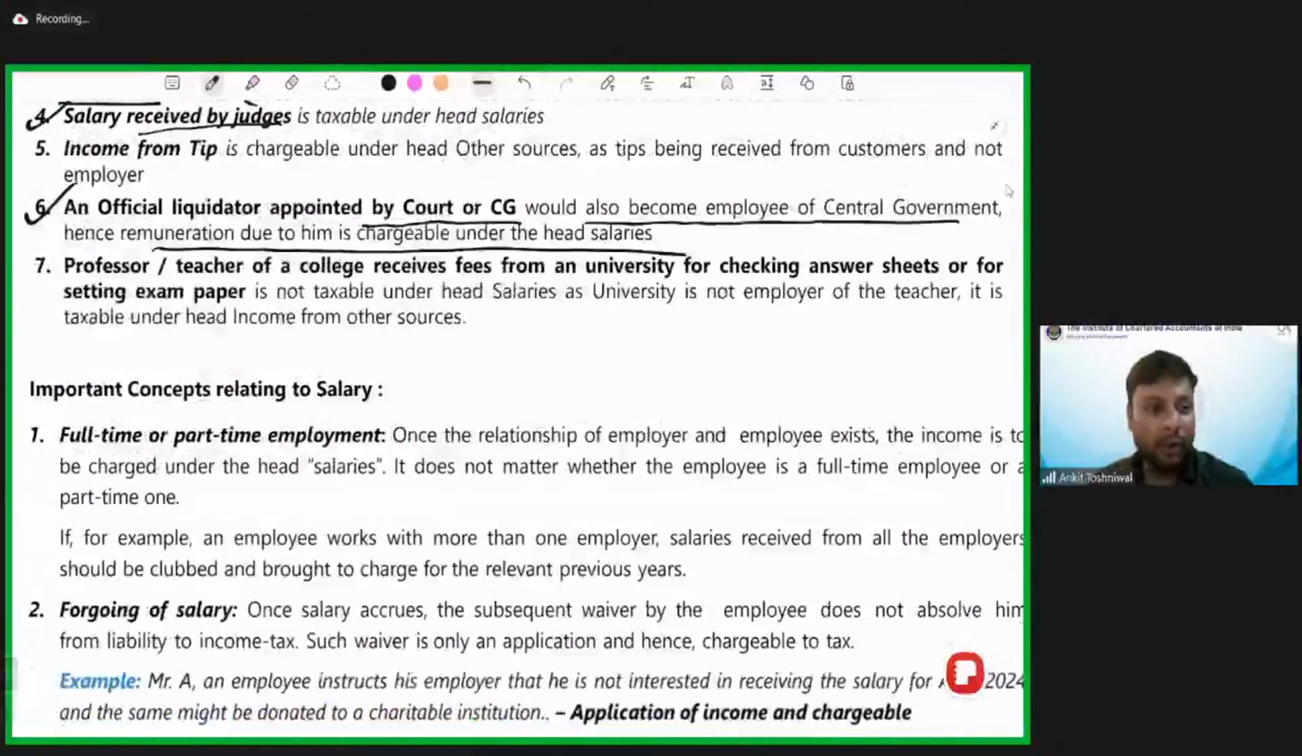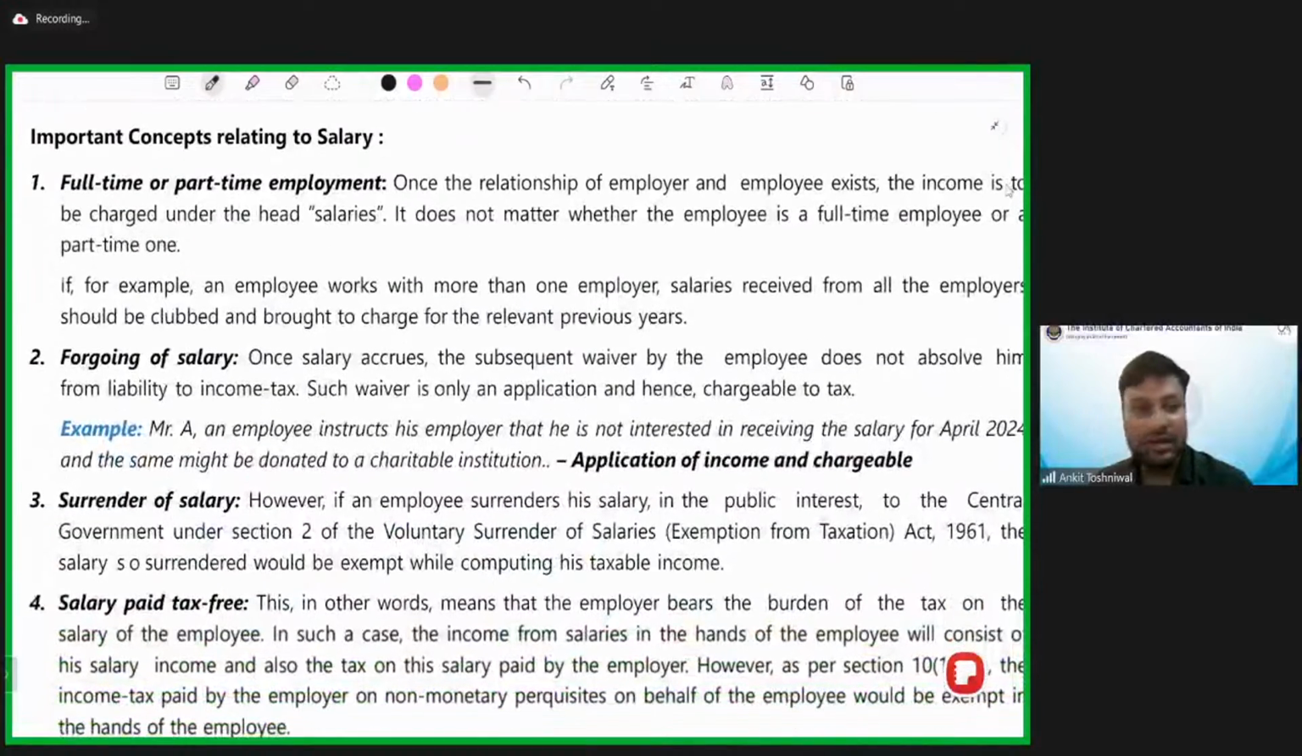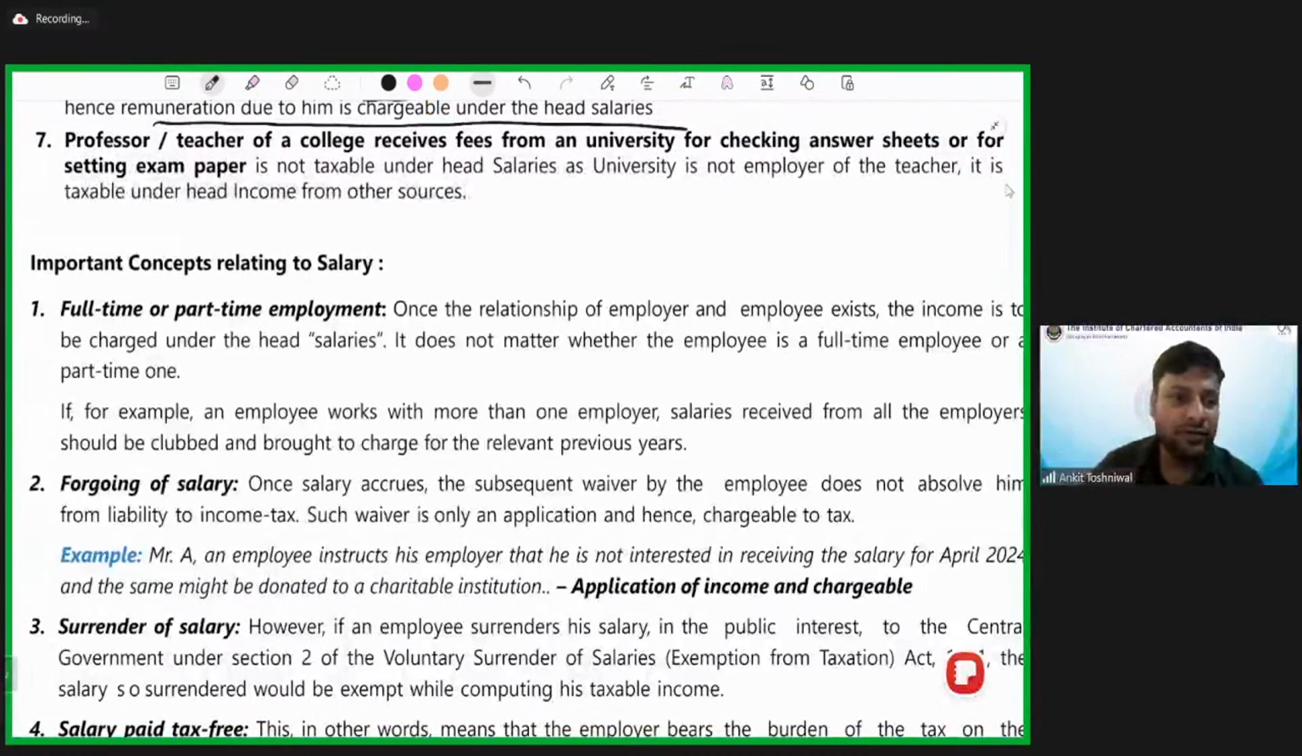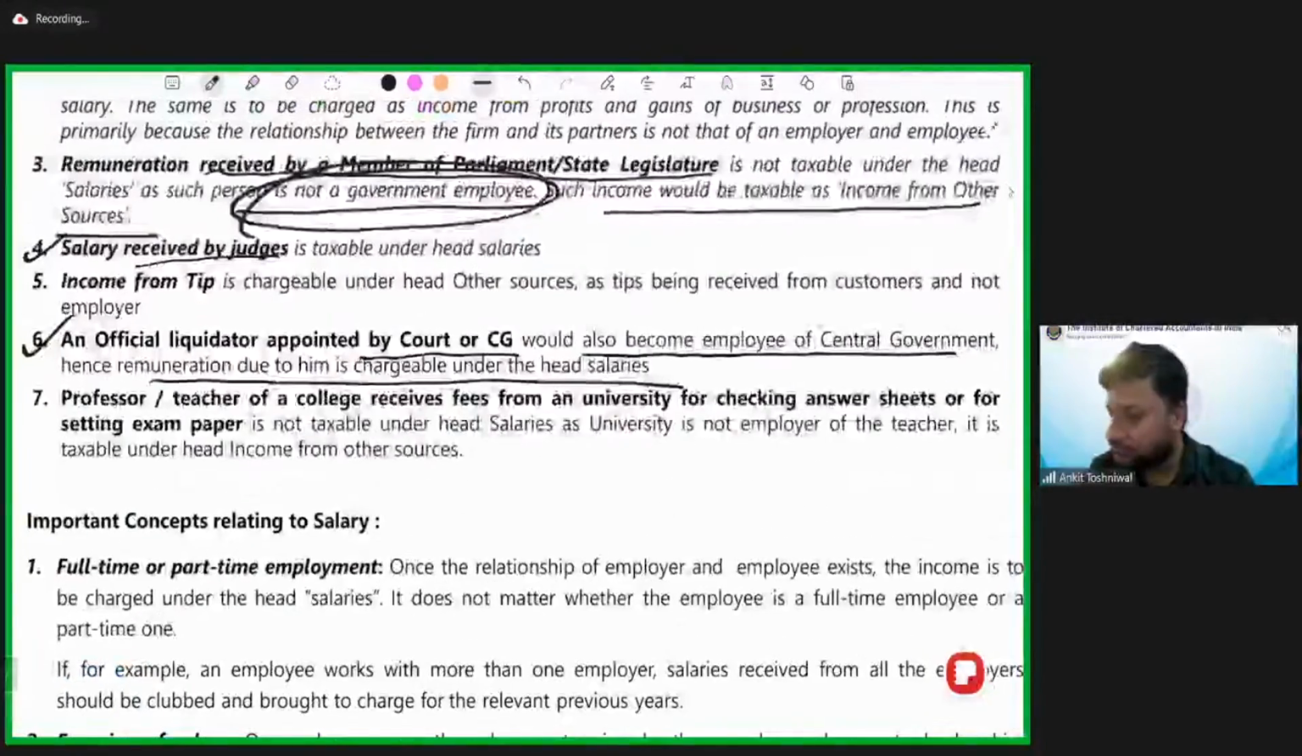So these are the important concepts regarding which income is taxable under the head salary and which income is not. This is the foundation of this chapter. If you are able to understand this, then only we will be able to understand the coming provisions. Section 15, due or receipt, whichever is earlier, and employee-employer relationship. There are some other important scenarios which I need to discuss.